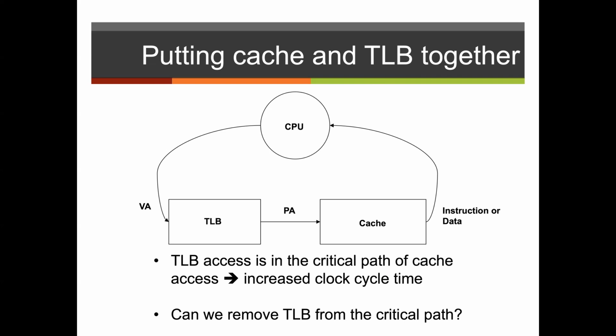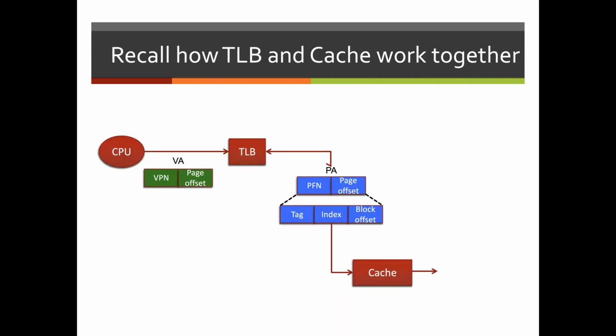And so the TLB access is going to be in the critical path of the cache. And so that's going to result in an increased clock cycle time. So could we possibly remove the TLB from the cache? So let's consider we have the CPU that checks the TLB, and we have a virtual address, and we have a physical address as well.